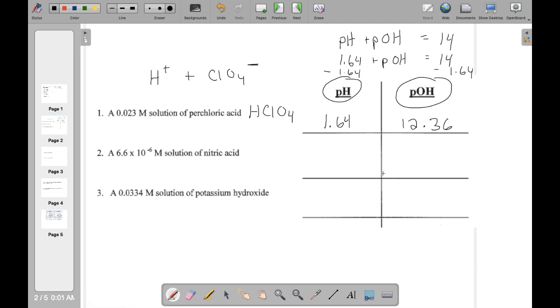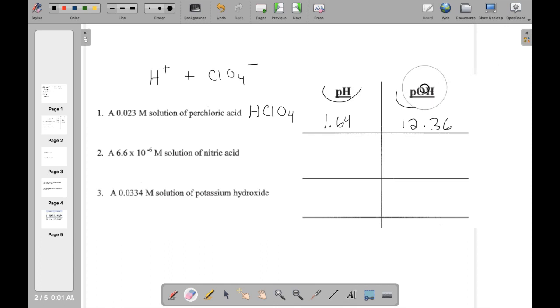Okay, so really this is telling us this is very acidic. This is pretty strong on that scale. Now let's move on down to the next one. Get some room here. Now they're going to get tricky.